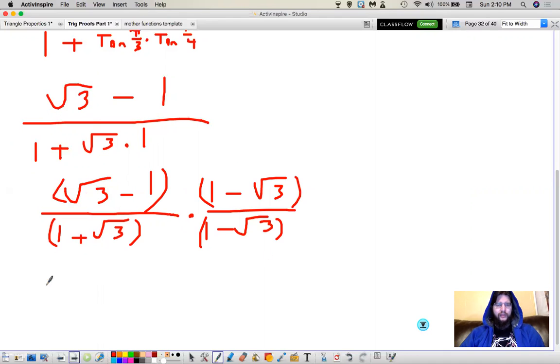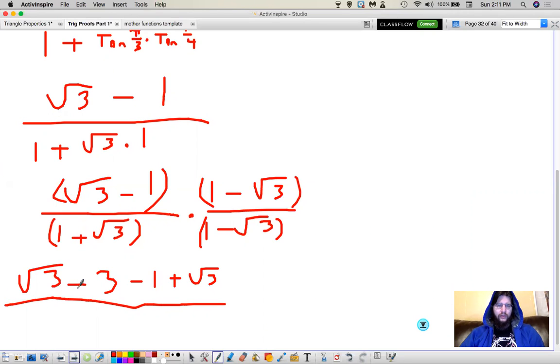So distributive property for the numerator. Square root of 3 times square root of 3 is 3. Negative 1 times 1 is negative 1. Negative 1 times negative square root of 3 is positive square root of 3. Over 1 times 1 is 1, minus square root of 3, plus square root of 3. That's a minus 3.